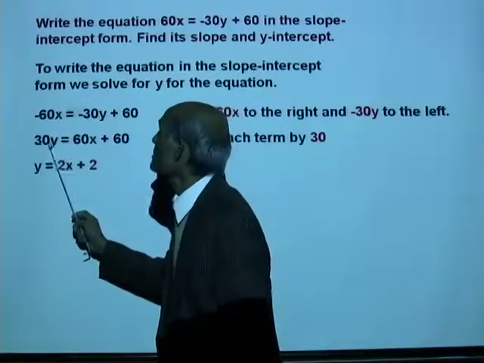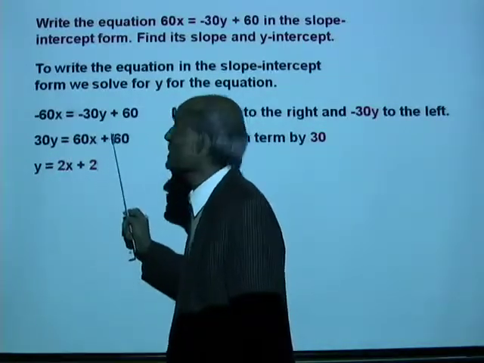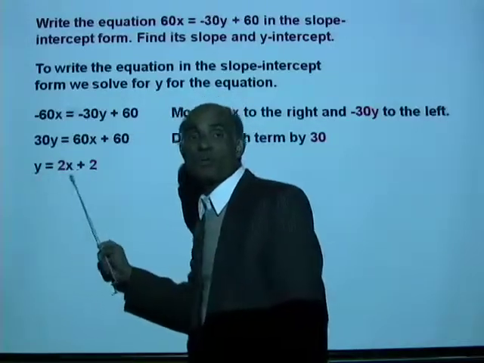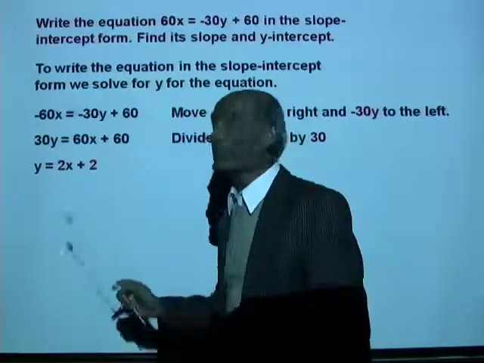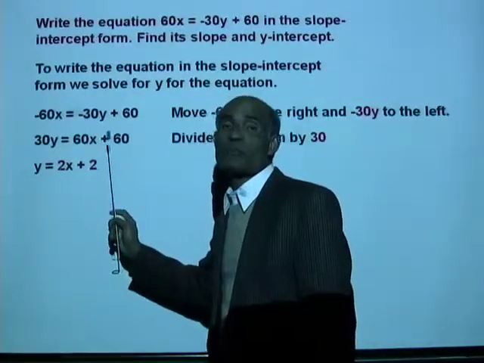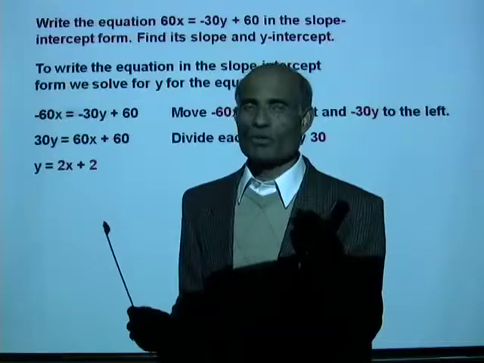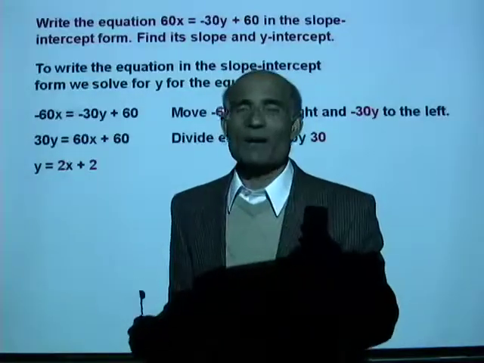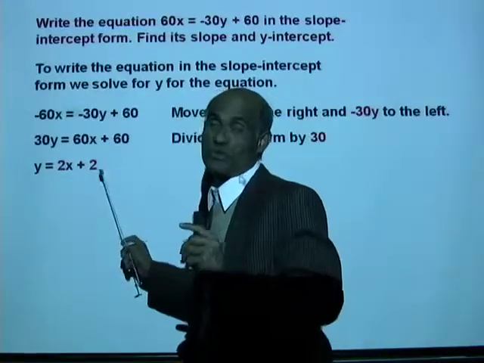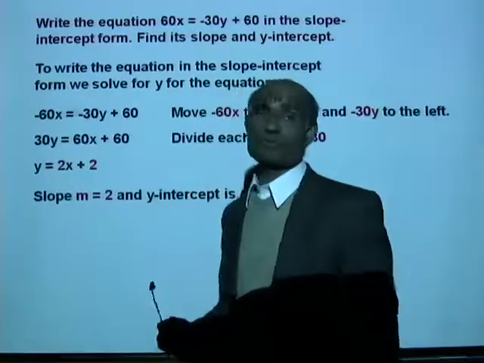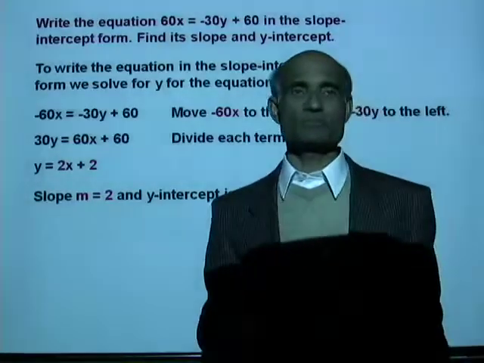30y divided by 30 is y. 60x divided by 30 is 2x. And 60 divided by 30 is 2. You get y equal to 2x plus 2. The slope is 2. And the y-intercept is... Now I know most of you are tempted to say the y-intercept is 2. No. The y-intercept is an ordered pair. You must always say the y-intercept is the point (0, 2). x equal to 0, y equal to 2. So the slope m equal to 2 and the y-intercept is (0, 2).